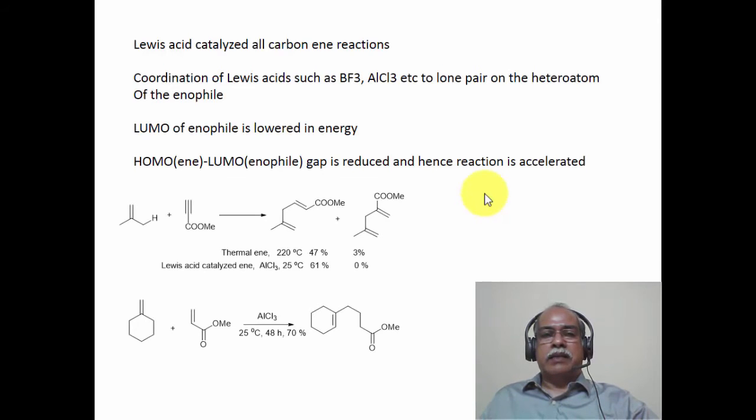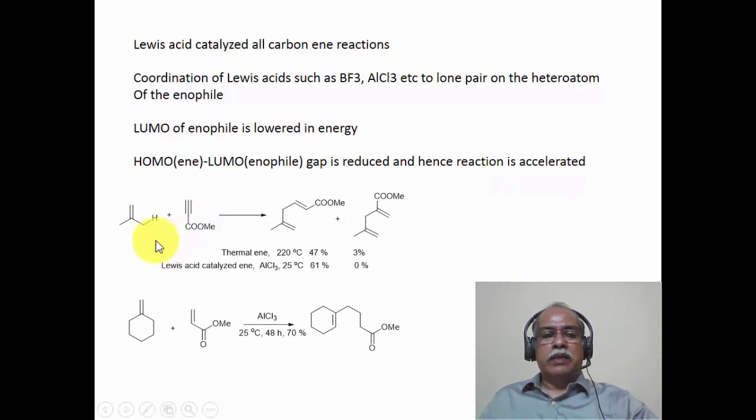Lewis acids catalyze the all-carbon ene reaction, just like the Lewis acid catalysis of the Diels-Alder reaction and other reactions discussed earlier. Coordination of Lewis acids such as BF3 and aluminum chloride to the lone pair of the heteroatom of the enophile is what normally takes place. As usual, because the electron deficiency is increased by the coordination of the Lewis acid, the LUMO of the enophile is lowered in energy. Therefore the HOMO-LUMO gap between the ene and the enophile is reduced, and the rate is hence accelerated very much.